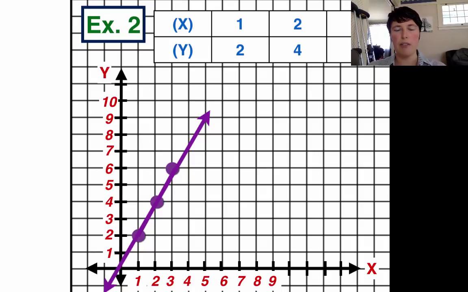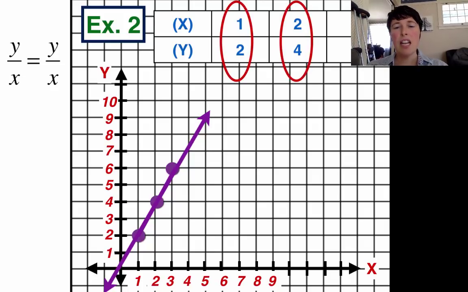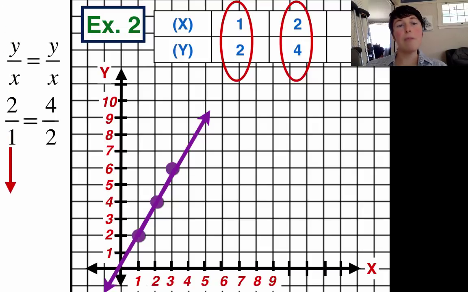How about the second example, example number 2 that we graphed? Here it is. There's a picture of it again. Same thing. Is y over x equal to y over x? Let's pick 2 points from the table. I picked 1, 2 and 2, 4. And we're going to flip those over and make it 2 over 1 and 4 over 2. And we're going to divide them. 2 divided by 1 is 2. And 4 divided by 2 is 2. So 2 equals 2. All right, yay, we got 2 equal fractions.